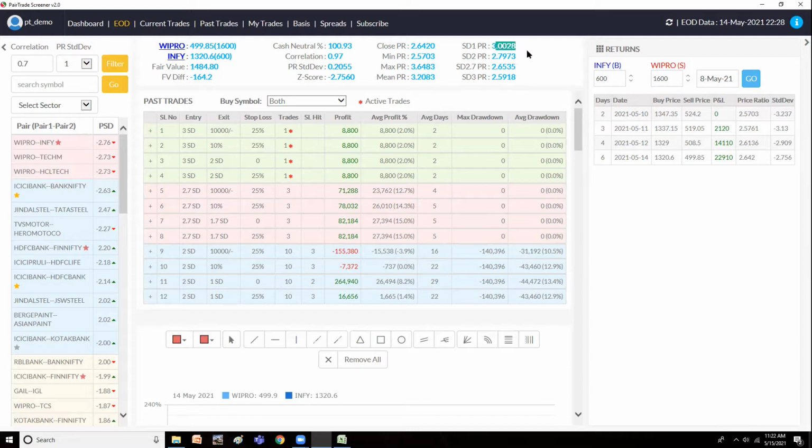So the 1 standard deviation is 3, and for the 2 standard deviation, from 3 you deduct one more time 0.20, which is like 2.80. Then the 3 standard deviation is 2.59. So these are the 3 different levels that we are going to track. One is the 3 standard deviation level, another is 2.7, another is the 2 standard deviation.